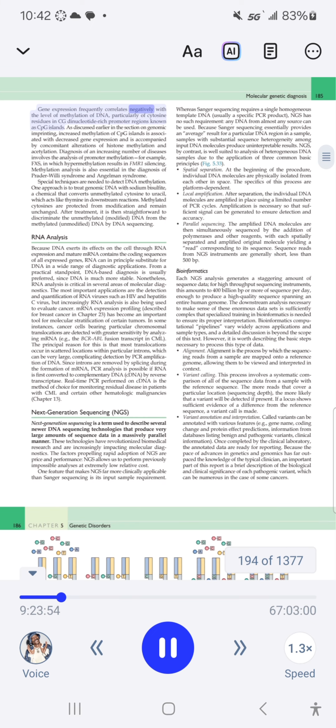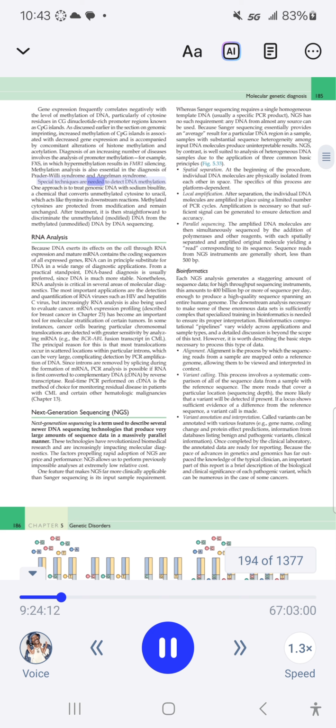Gene expression frequently correlates negatively with the level of methylation of DNA, particularly of cytosine residues in CG dinucleotide-rich promoter regions known as CpG islands. As discussed earlier in the section on genomic imprinting, increased methylation of CpG islands is associated with decreased gene expression and is accompanied by concomitant alterations of histone methylation and acetylation. Diagnosis of an increasing number of diseases involves the analysis of promoter methylation, for example, fragile X syndrome, in which hypermethylation results in FMR1 silencing. Methylation analysis is also essential in the diagnosis of Prader-Willi syndrome and Angelman syndrome.